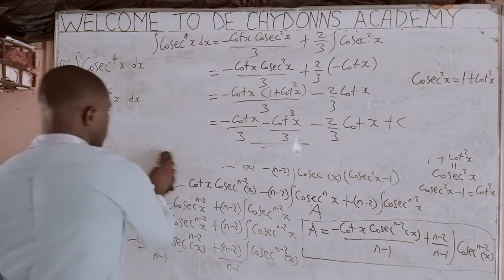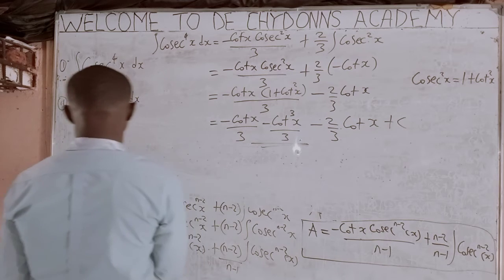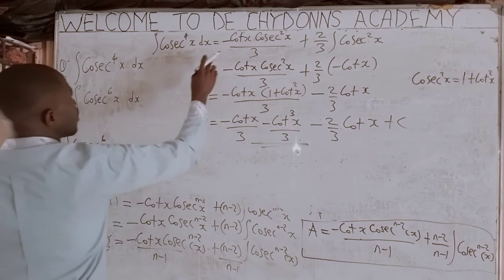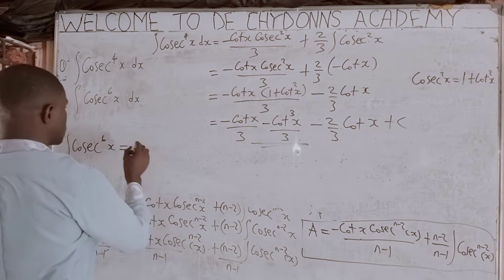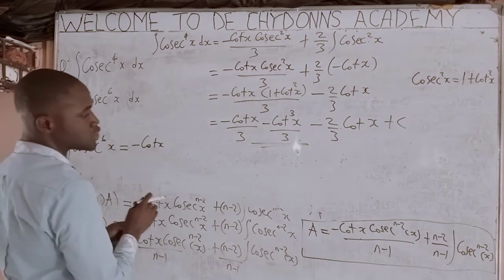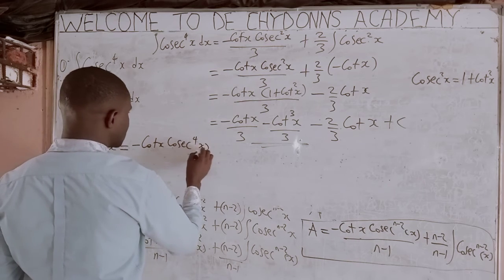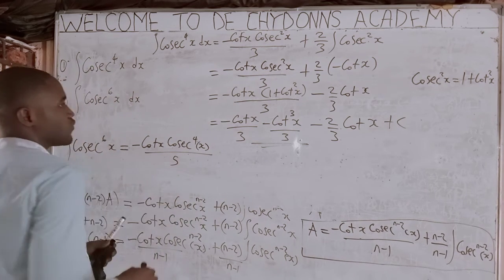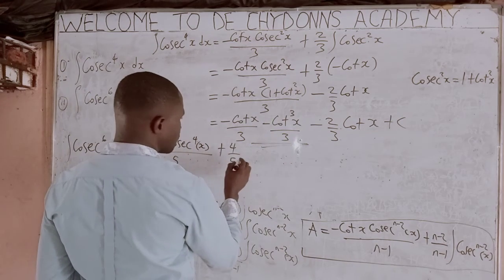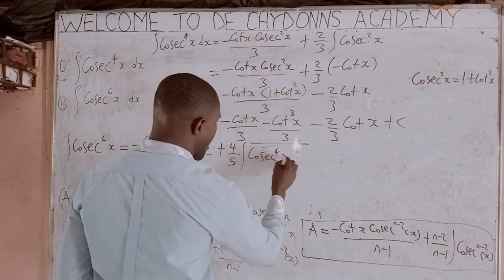Then you go to the last question, integrate cosec raised to power of 6 x. So integration of cosec raised to power of 6 x simply means we go to our formula, our shortcut: minus cot x cosec raised to power 6 minus 2, 4 x all over 6 minus 1, 5, plus 6 minus 2, 4 over 6 minus 1, 5, integration cosec 6 minus 2, 4 x.